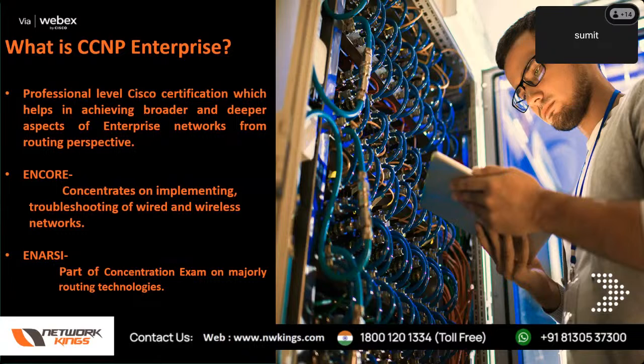Now, what exactly CCNP Enterprise would offer you is an in-depth understanding of enterprise networks, which will include your routing, switching, the additional feature sets, a bit of data center, a bit of wireless, a bit of security, with the major focus on knowing everything bit by bit. And then ENARSI, which is majorly focused on the routing part. This is how we combine the things together.